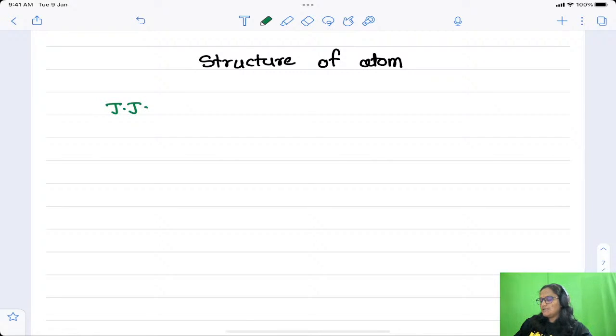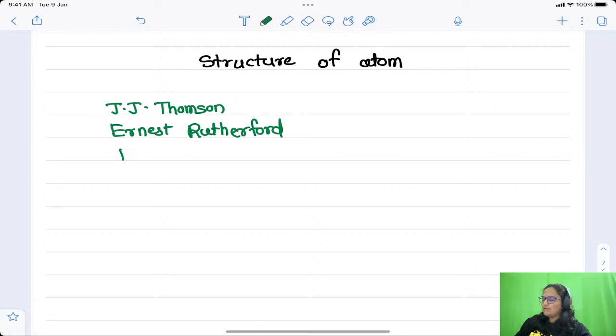So the first one is J.J. Thomson, who discovered the electrons, cathode rays. Then next is Ernest Rutherford, who has given the Rutherford atomic model, or Rutherford model of atom. Then after that it is James Chadwick, who discovered the neutrons.